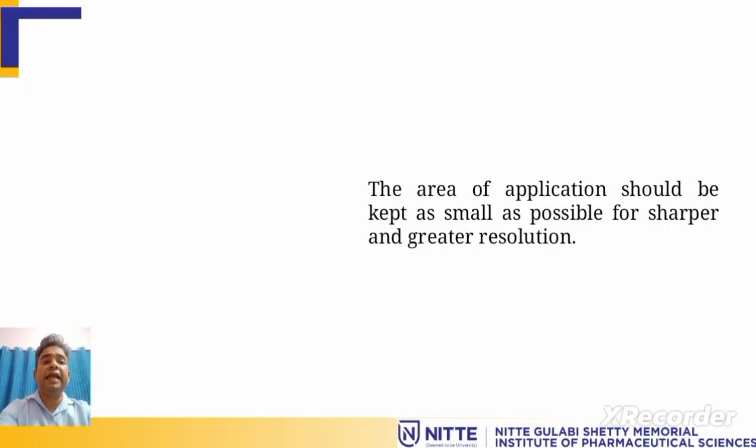Make sure the area of application is kept as small as possible for sharper and greater resolution. The meaning of this is that when we are spotting a sample in TLC, make sure that the sample is not spotted too much. If it is too much, there will be a tailing effect or there may be no proper separation. So the area of application of the sample must be kept small, and the sample must be diluted in concentration, not too diluted and not over-concentrated, so that there can be a proper separation of the sample. The rest of this we will discuss in the next video.